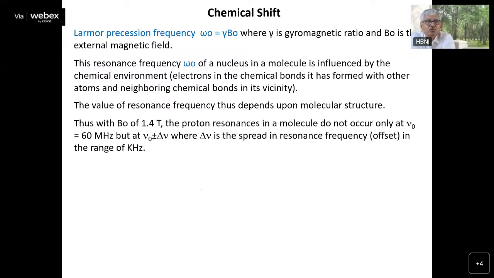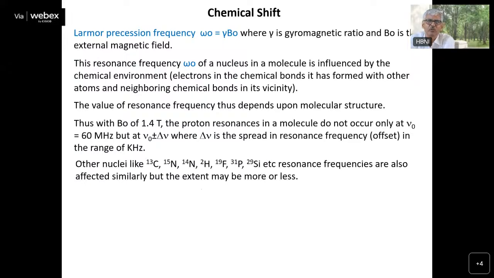Here I have shown that in an NMR machine with an applied magnetic field of 1.4 Tesla, the proton resonance is supposed to be around 60 megahertz. But we never see that. We will see the protons resonate at nu 0 plus minus delta nu, where delta nu is the spread in resonance frequency. If you remember, I was telling in my last lecture about the offset. You will see a range of resonance frequencies, some more than nu 0 or 60 megahertz, some less than 60 megahertz, and they will come within a few kilohertz only.